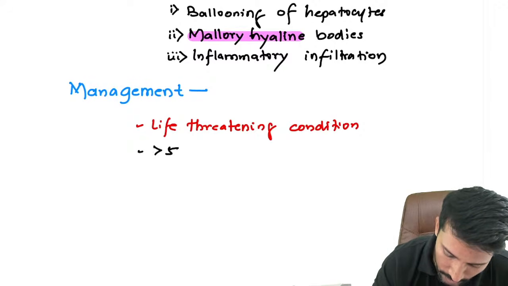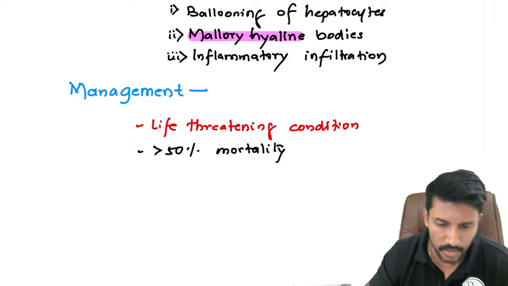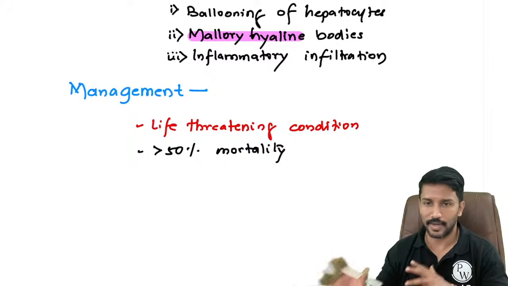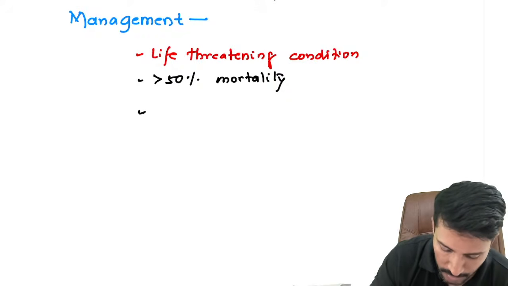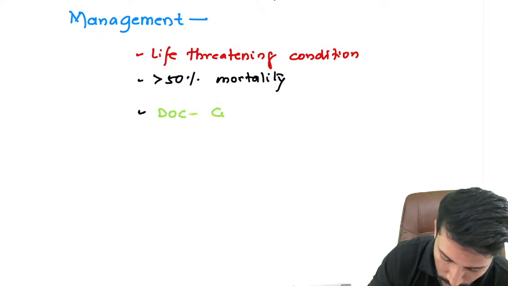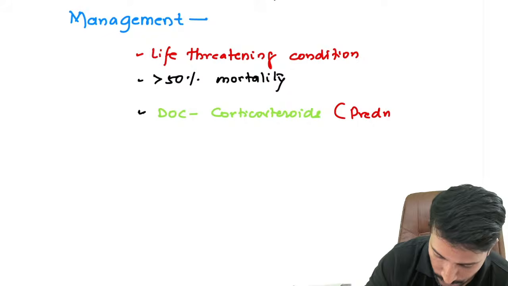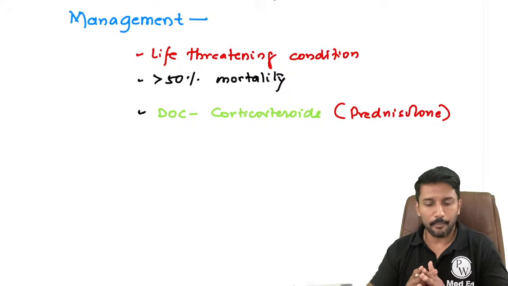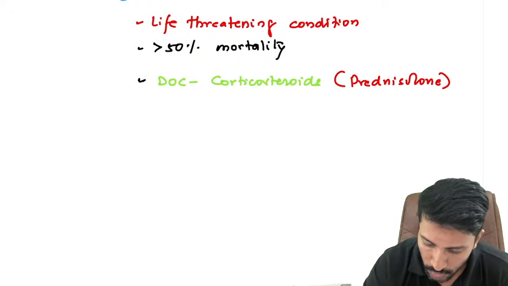It has more than 50% mortality. That means if I get 2 patients with alcoholic hepatitis and I don't treat well, I can send only maybe one patient home and one patient will end up in the morgue, right? So for such condition, aggressive treatment is required and the drug of choice is corticosteroids. Corticosteroids like prednisolone or prednisone. But then steroids may not be helpful for all patients.